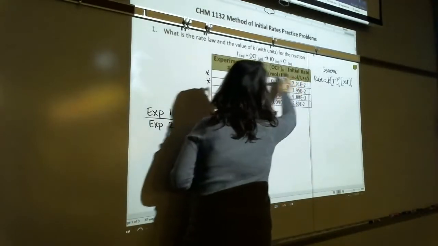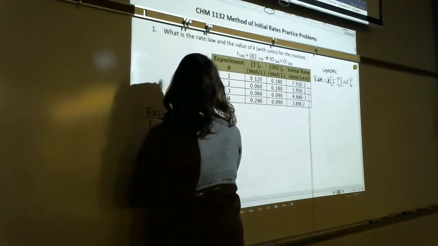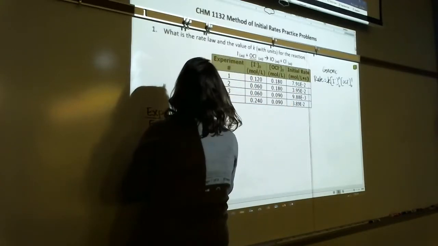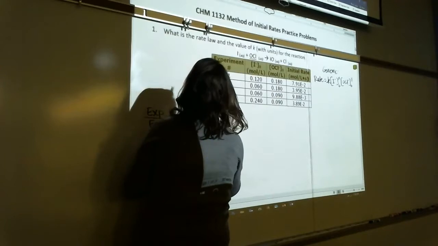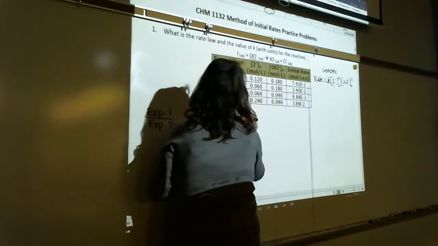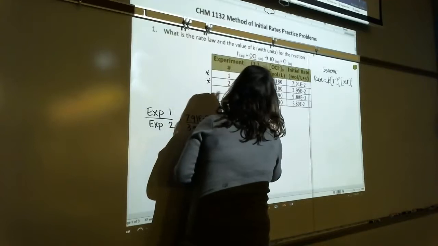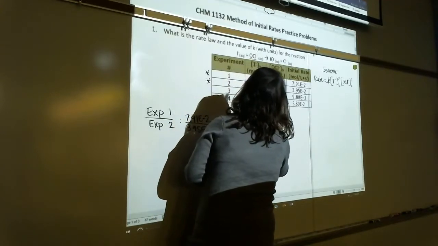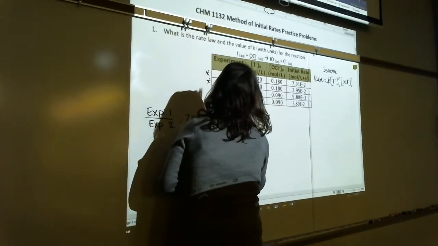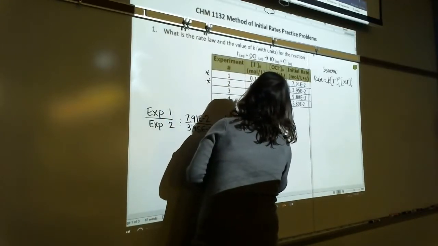So we're plugging in the rate. So rate is 7.91 times 10 to the negative 2. And number 2, 3.95 times 10 to the negative 2. Rate equals K. Now we're just plugging in our values. 0.120 to the X, 0.180 to the Y, divided by K times 0.060 to the X, 0.180 to the Y.